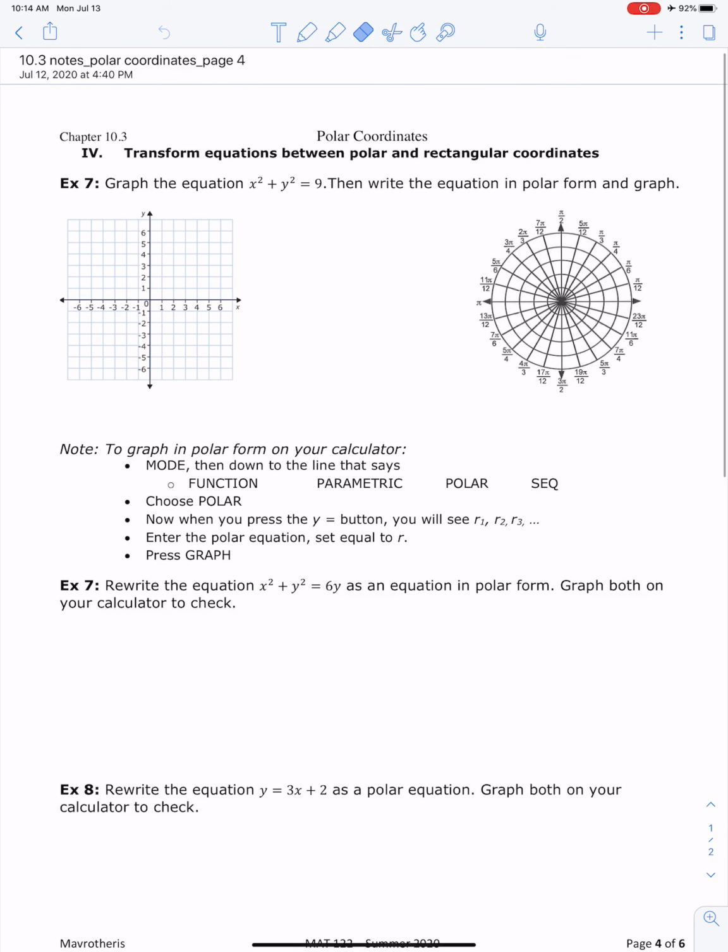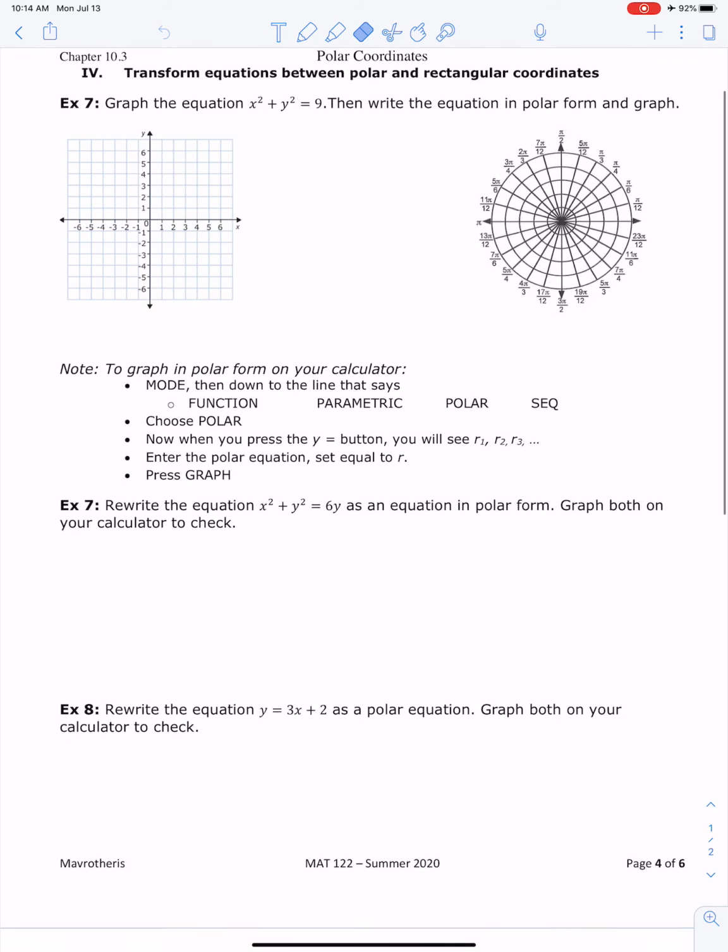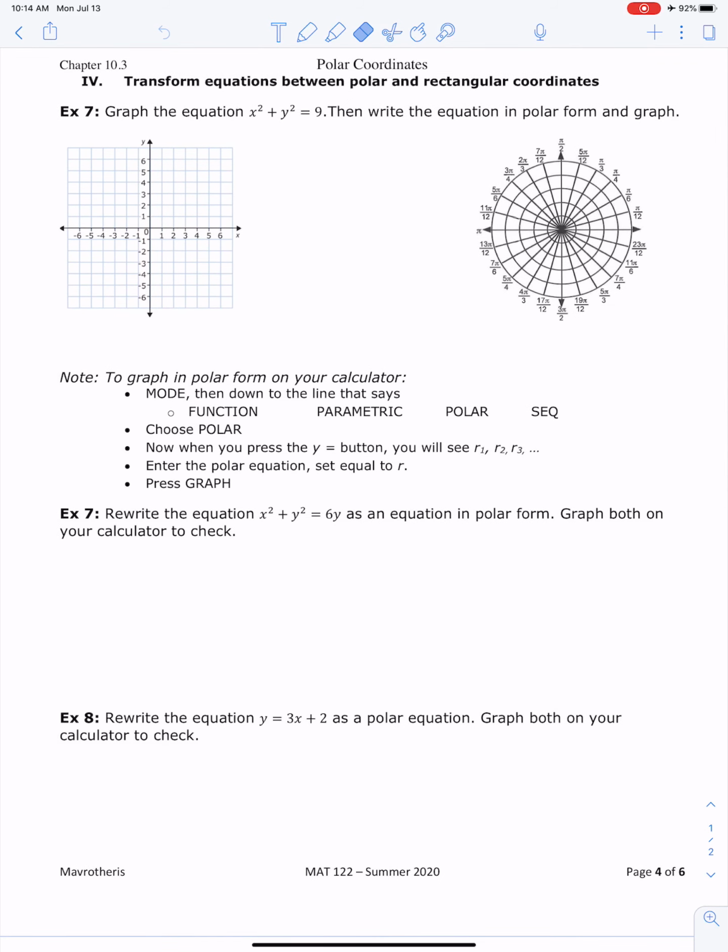10.3 notes, polar coordinates, page 4. I'm going to change this up just a little bit. We're going to go through the math on this page, and then I will create a separate recording to talk about graphing these on the graphing calculator. Trying to load it in here made this super long and cumbersome, and I definitely don't want to do that. So we'll take a look at the math part here.